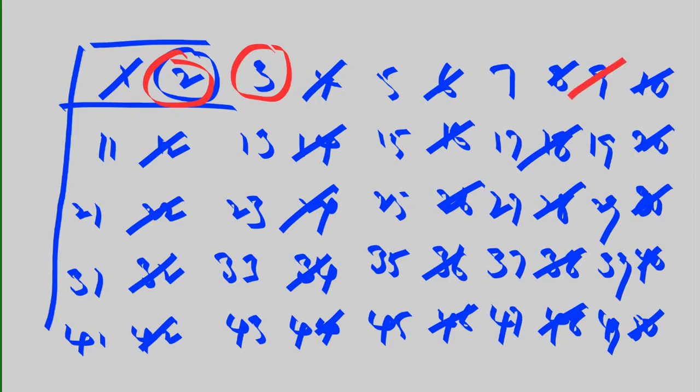Again 3 fours are 12, already cancelled. 3 fives are 15, cancel it. 3 sixes are 18, already cancelled. And 3 sevens are 21, and again 3 eights are 24, already cancelled. And 3 nines are 27, cancel it. 3 tens are 30, over.